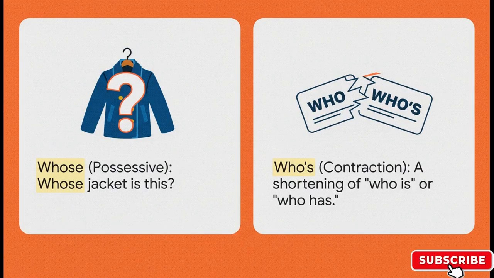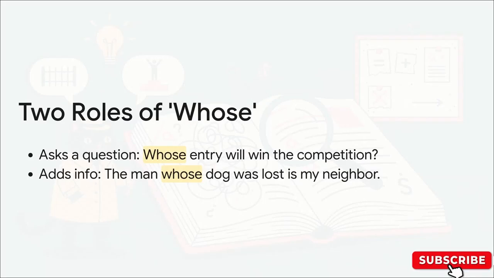Same trick applies. Now, you'll see whose playing two different roles out there. It can ask a direct question about ownership, like whose entry will win, but it can also be used to connect ideas in a sentence, like the man whose dog was lost is my neighbor. It's a pretty versatile word, but that core rule about possession always stays the same.